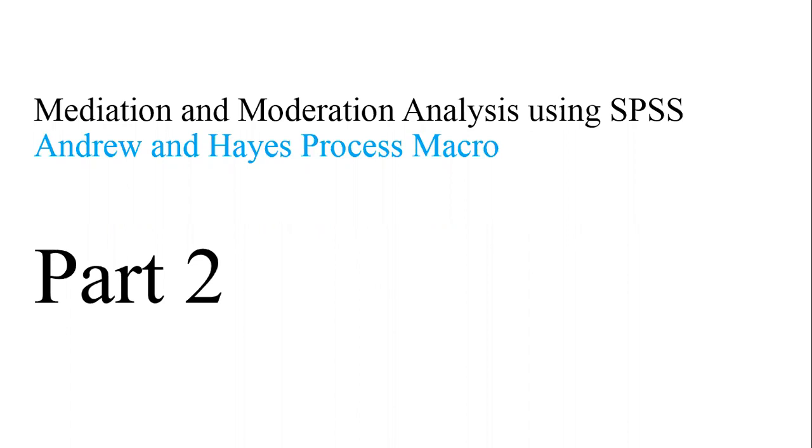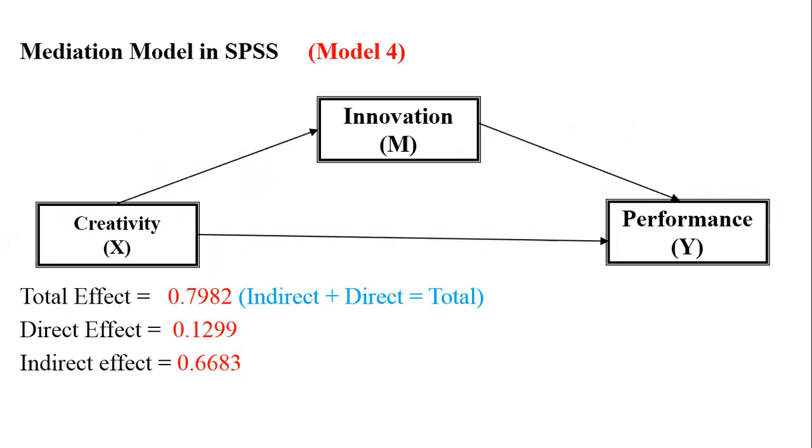For this video, we will be using these models, or you can say these variables. For our mediation model, we will be using creativity as our independent variable. We will be using innovation as our mediating variable, M, and organizational performance as the dependent variable. This is the example that we are going to see in SPSS.